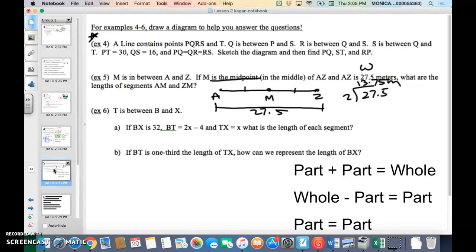Okay, in the same situation here, BX is 32. We're going to actually go ahead and just crisscross example 6.